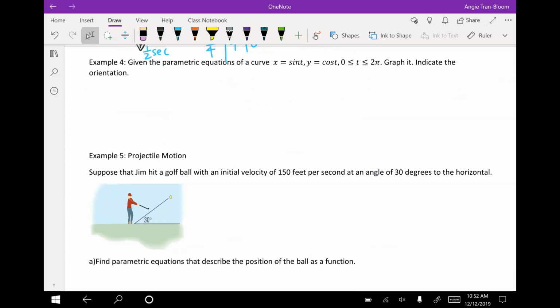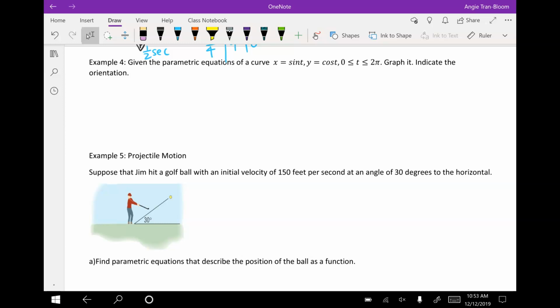Given the parametric equations of a curve, x equals sine of t and y equals cosine of t, with t restricted between 0 and 2 pi, graph it and tell me the orientation.